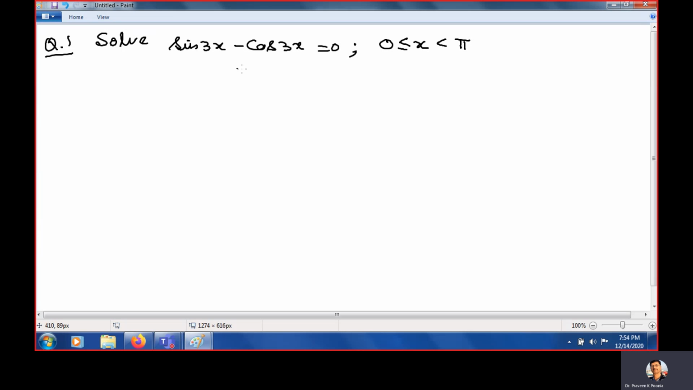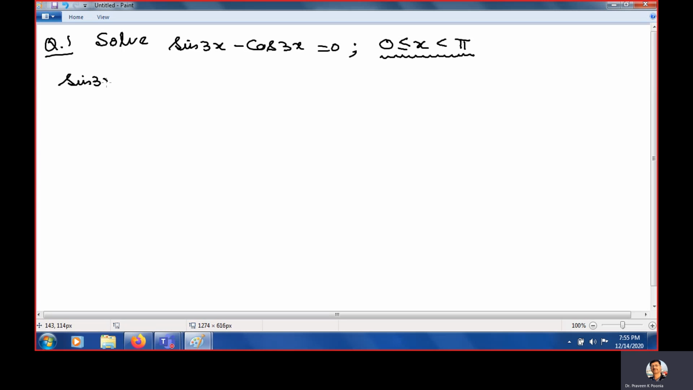So you can have many values of x. After solving this equation, you may have many values of x, but you need to choose that value of x which lies in the interval 0 to pi. If negative value you are getting, ignore. If any value more than pi you are getting, ignore. This is the simple concept. Okay. So let's start solving.